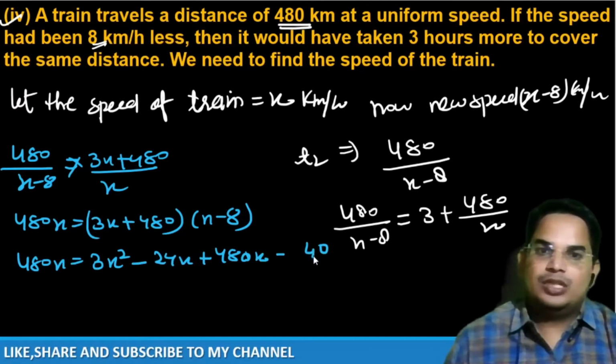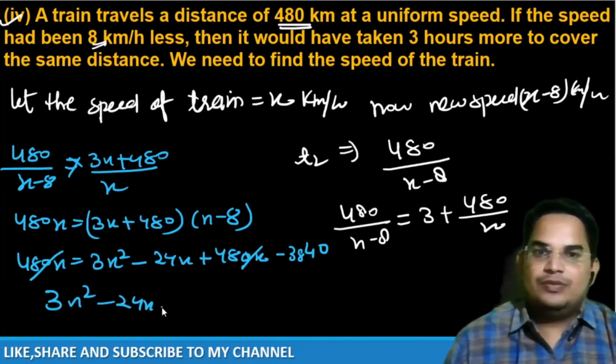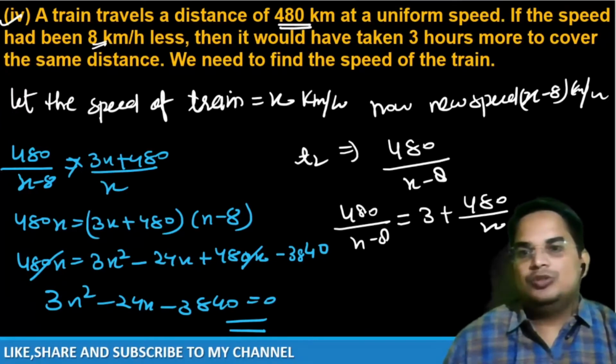8 times 8 is 64, carry 6, 8 times 4 is 32, and 32 and 6 is 38, so 3840. So we can cancel 480x, transfer it, and we get 3x square minus 24x minus 3840 is equal to 0. This is your required equation. So I hope all of you understood this thing. Now I'm moving to the next part.